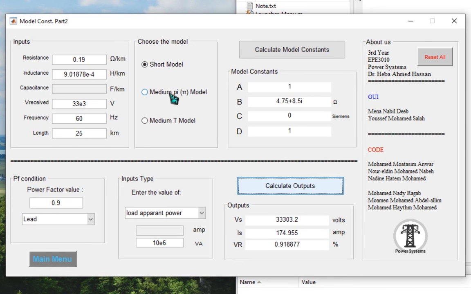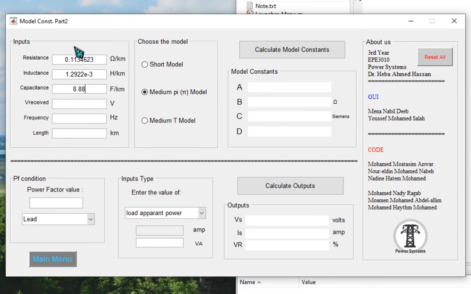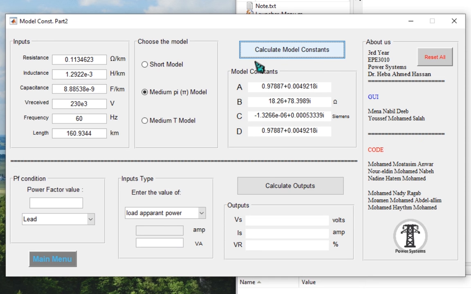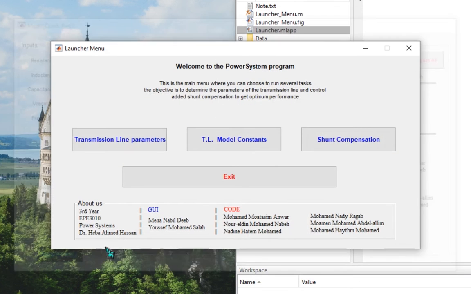Going for a different model, calculating the model constant, having a unity power factor, and I still know the load apparent power, which is 200 mega volt amperes. This is the values for the system performance, which are typical to sheet 4, problem 3. Now that I know the system parameters, I can go for the third program.